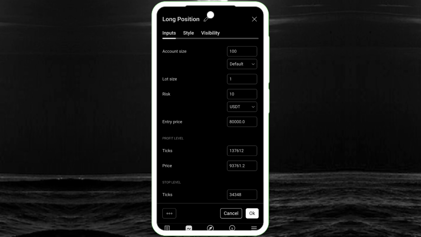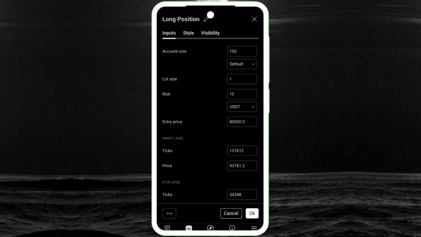Once you double tap on it, the inputs, style and visibility settings are going to appear. But I want you to focus on the inputs, because that's our major focus. In the inputs, you can see account size, lot size, risk, and the rest of those settings right there. The account size is basically the total amount you have in your Bybit account, or your Bitget, or any exchange you are using at all. So that is account size.